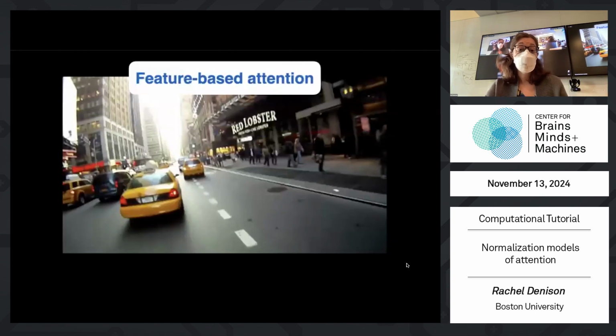We can also consider, for example, feature-based attention. Let's say you know that taxi drivers are especially erratic. You might want to pay attention to them, especially. And so you could perhaps use your feature-based attentional systems to emphasize yellow things in the environment and filter out other colors.